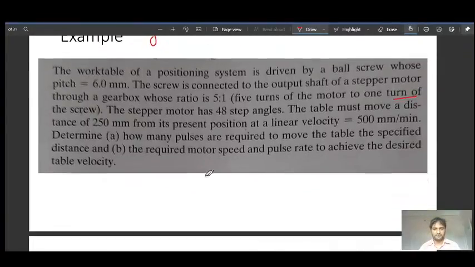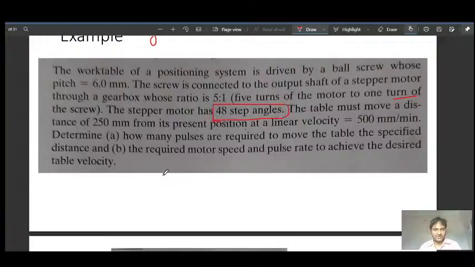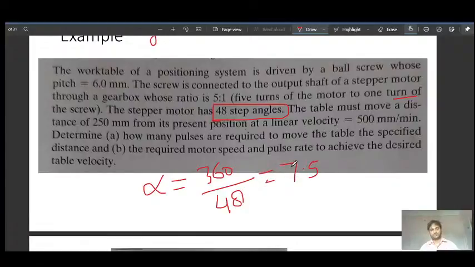We have 48 steps. So can we identify the step angle alpha? Alpha is equal to 360 by how much? 48. So it comes out to 7.5 degrees. Okay.